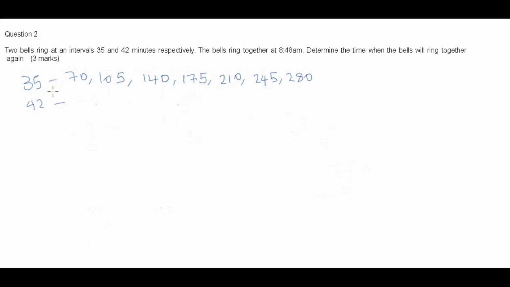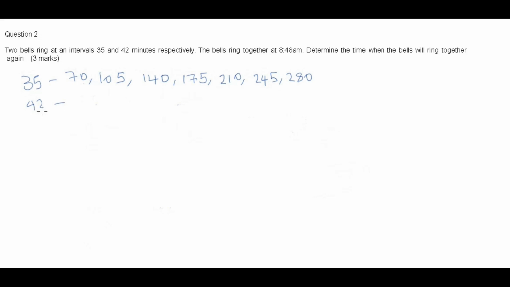So what we are basically looking at here is when this bell rang, because it rings at an interval of 35 minutes. The first ring was at the 35th minute, the second ring was the 70th minute, the third ring was the 105th minute, the fourth ring was the 140th minute, the next ring was the 175th minute, and so on and so on. Let's go to the second bell. We apply the same procedure we did to the first.